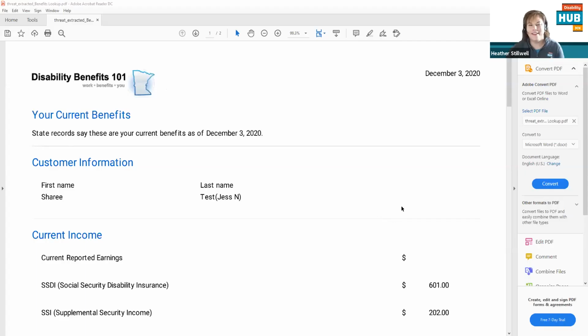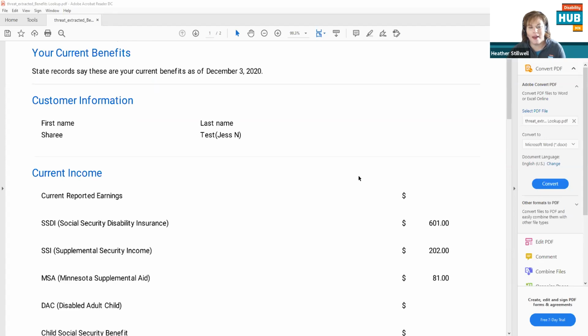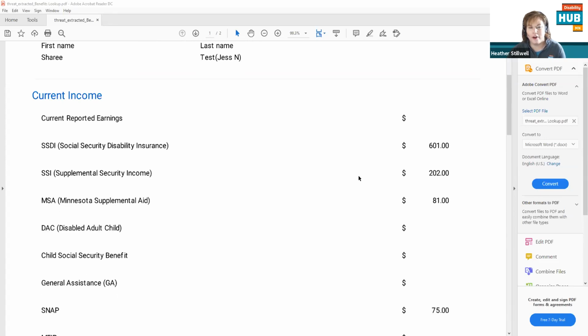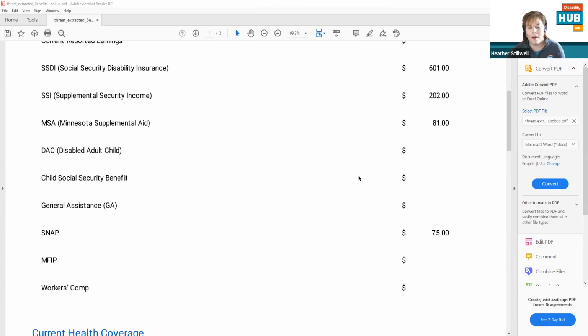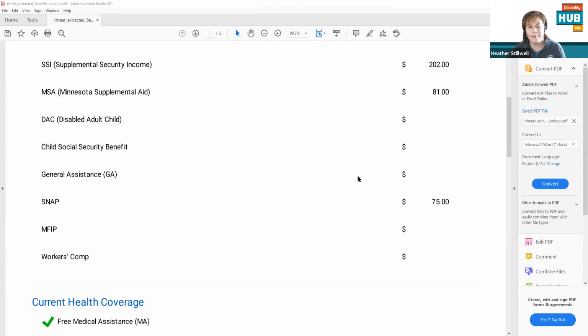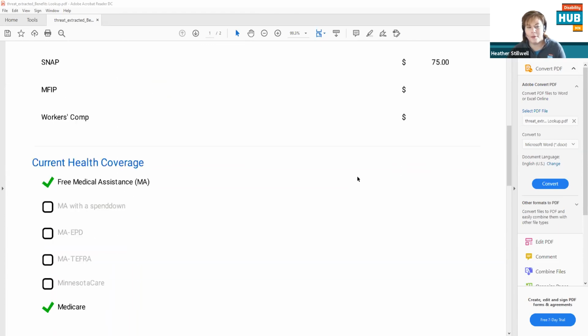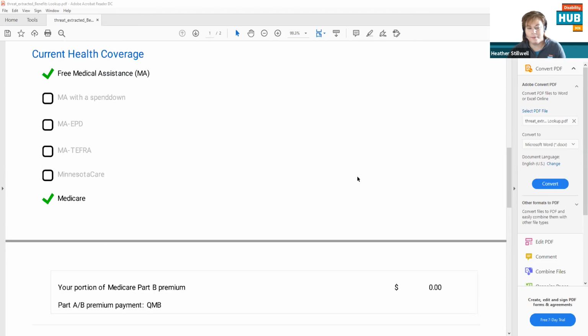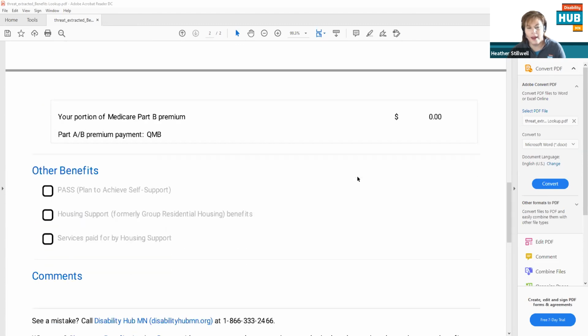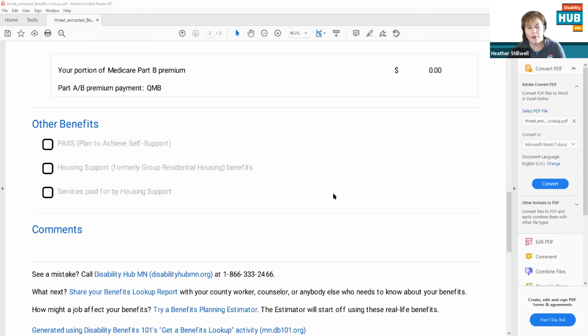Okay, so this is what the results would look like. You get a report that would look similar to this. It would have the name and a summary of the current income that you are receiving, a summary of your current health coverage, and any other benefits you might be receiving.